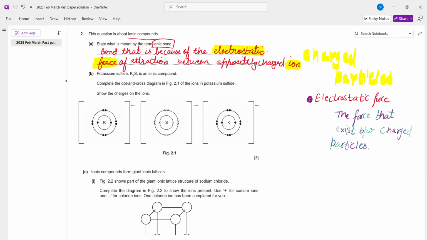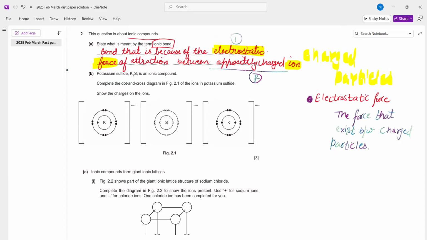So how you will get 2 marks for this question is, one, by stating that it is electrostatic force of attraction, and the second, by stating that it's between oppositely charged ions. This whole will give you 2 marks in total. So 1 mark for this, 1 mark for that.